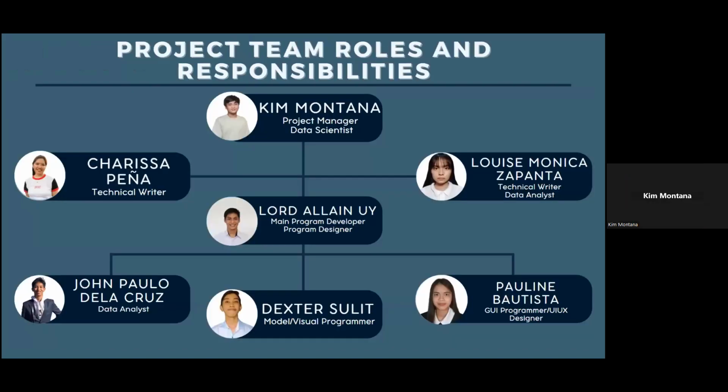So now, allow me to introduce our project team roles and their responsibilities. To start, in order to have an organized project flow and distribution of roles and schedules, I took a responsibility as a project manager. Also, I did a data scientist task, which is the data experimentation part or machine learning tool using linear regression to predict the data.